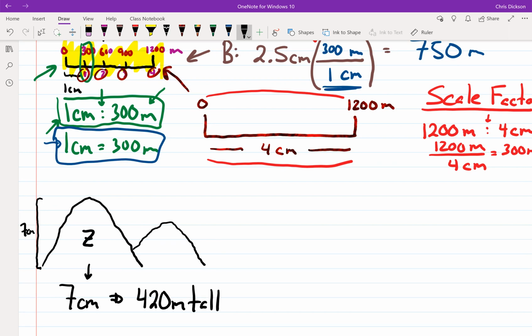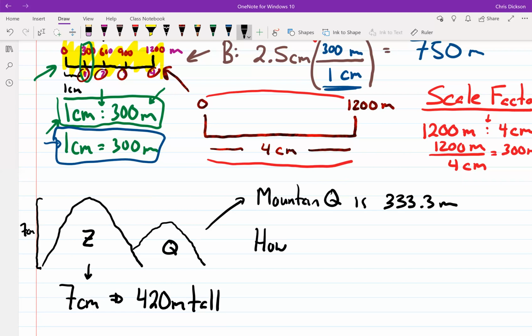And then mountain Q here. Let's say that mountain Q is 333.3 meters. It's a very specific height here. 333.3 meters tall. And you're trying to draw mountain Q. You've already drawn mountain Z. You have it at 7 centimeters tall. And now you try to draw mountain Q. The question is, how tall should you make mountain Q in your diagram?